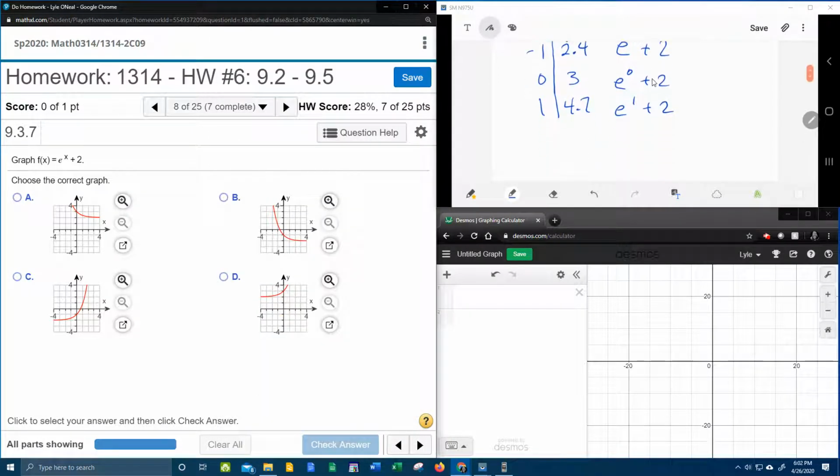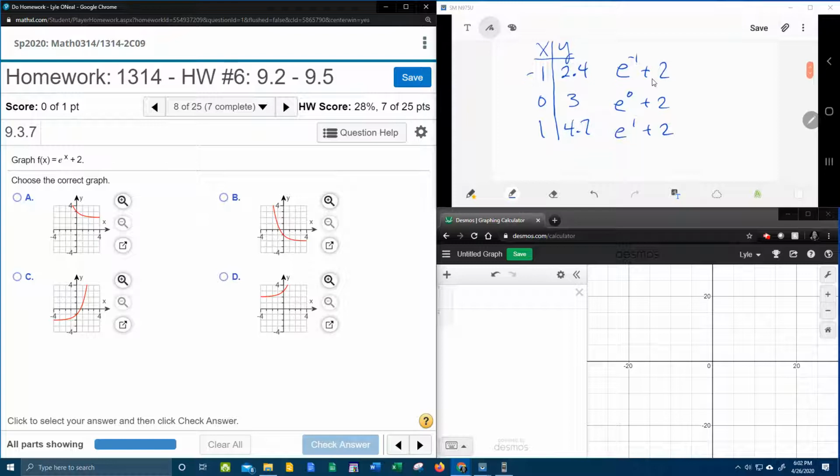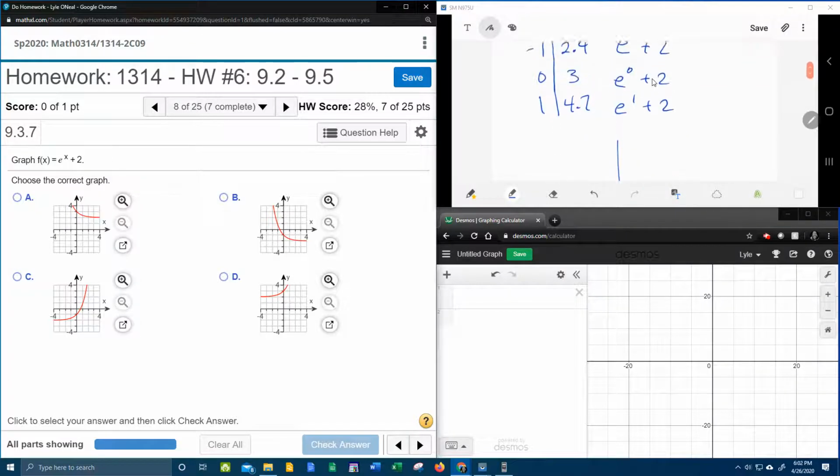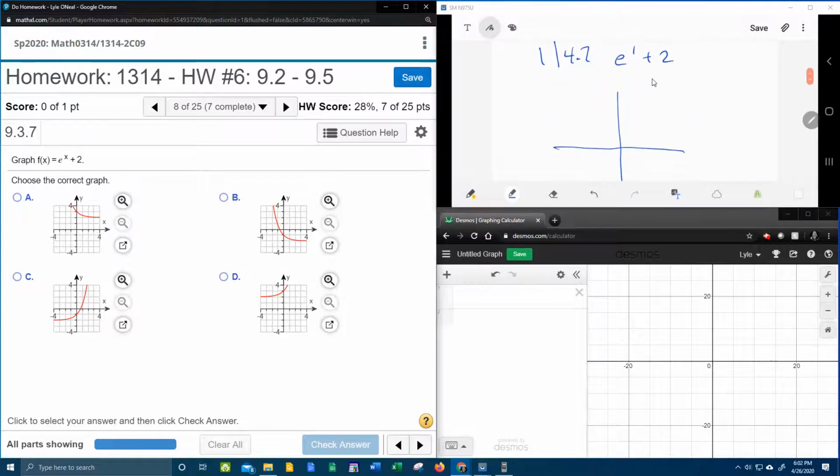All right, so there we've got 3 good points. Now let's see if we can generate a graph from those 3 points. So let's make us a graph down here. Let's see, -1 is at 2.4, somewhere about there. 0 is at 3, and 1 is at 4.7. 4.7 is almost up at 5. And do you see we got a curve going on? It looks like it's curving up to the sky to the right. But what is this graph doing back to the left?